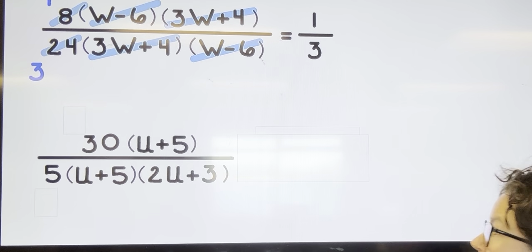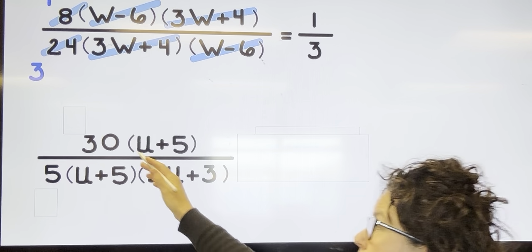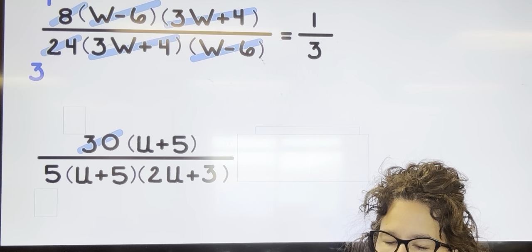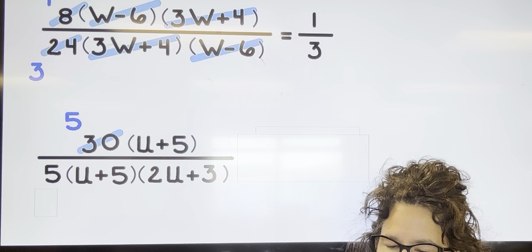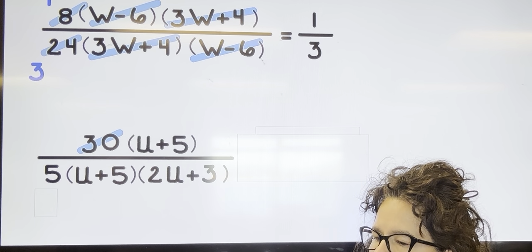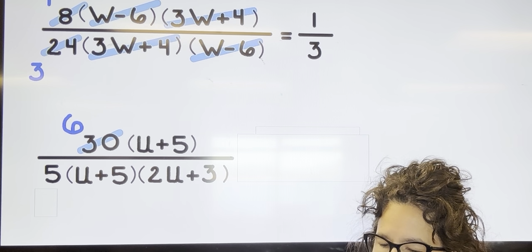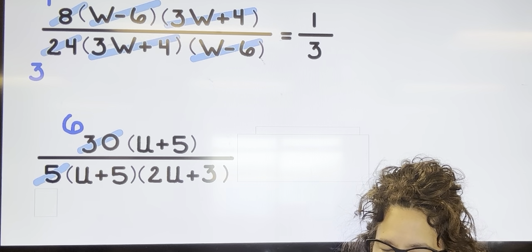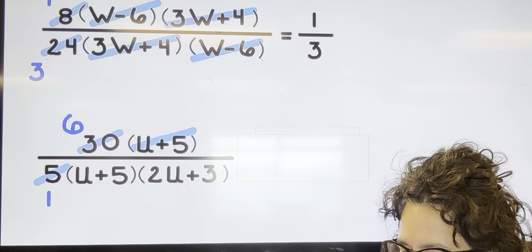Last example, 30 and 5. 5 fits into both 30 and 5, so let's cross off the 30. 5 fits into 30 6 times. Oops, let's rewrite that. Okay, so that fits in 6 times. And then 5 fits into 5 once. And then the u plus 5s cancel.